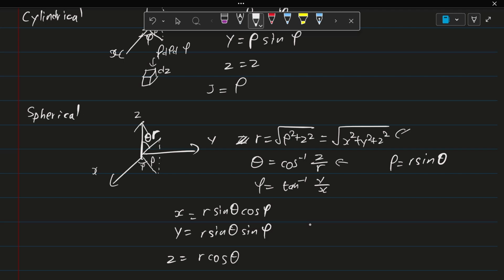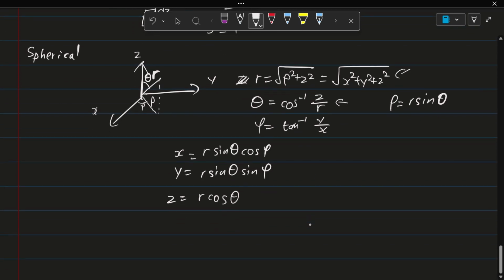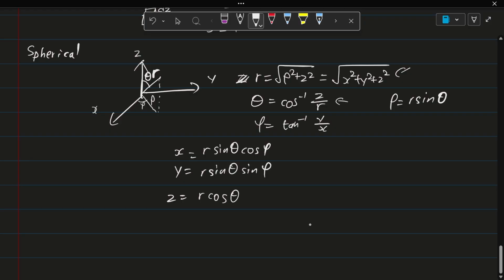Now, what about the Jacobian? This is where a little bit of trickery comes into play. So let's try to sketch this in a very elegant way. If we do something like this, does that work? No, let's just do it like this.